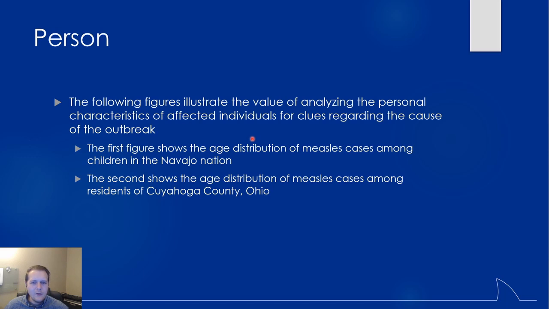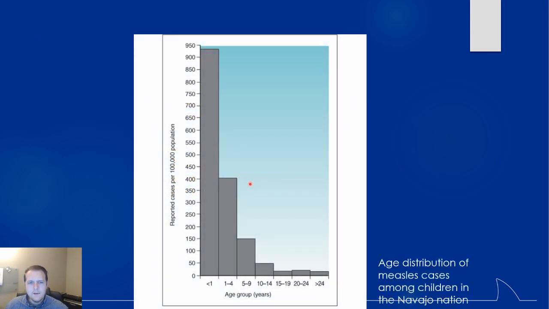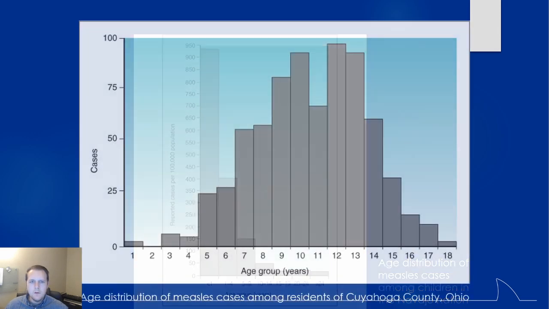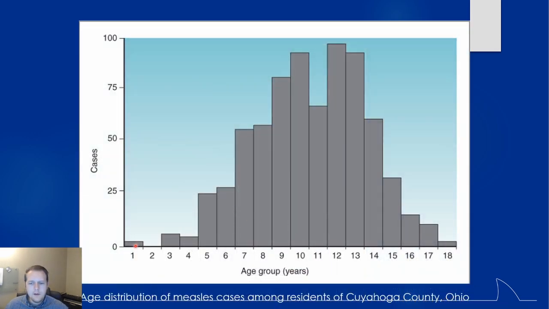The first one's going to look at age distribution of measles cases in children in the Navajo Nation, and then a second one shows age distribution of measles among residents of Cuyahoga County in Ohio. So again, looking at patients of a Native American group, and then patients in, say, a more typical suburban sort of area. And so if you're looking at kids in the Navajo Nation, you notice here that the rate of measles was quite high in kids that are less than 1, right? Comparing that to cases that were happening in Cuyahoga County, Ohio, what do you notice? Well, the cases in kids less than 1 are very low, versus going through ages 10 to 13 or so, you're starting to notice these biggest spikes here.